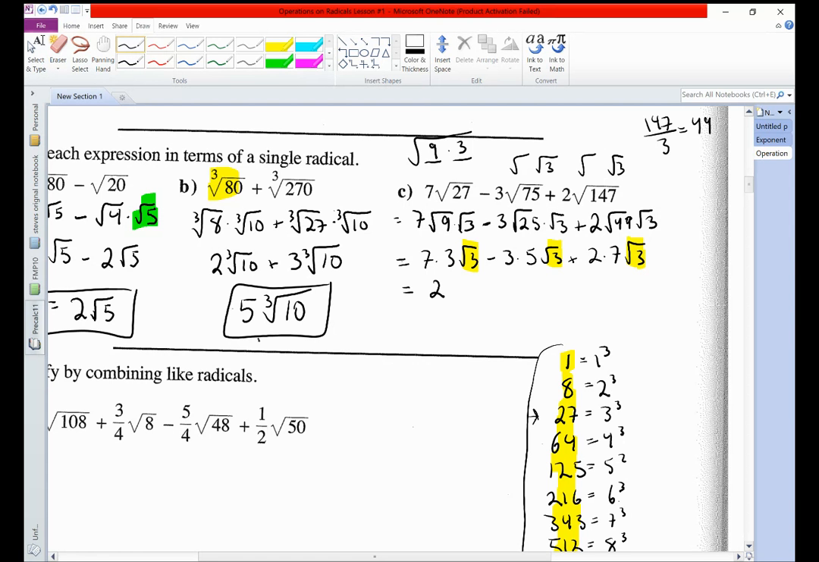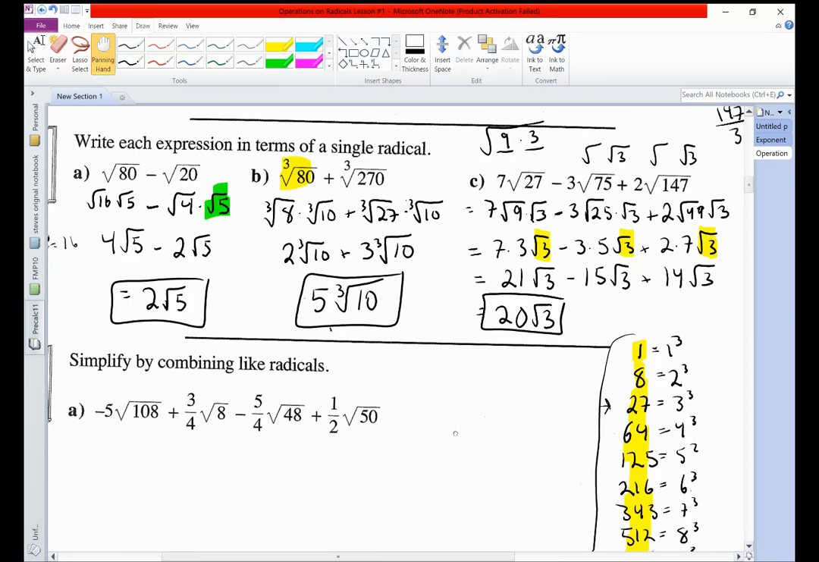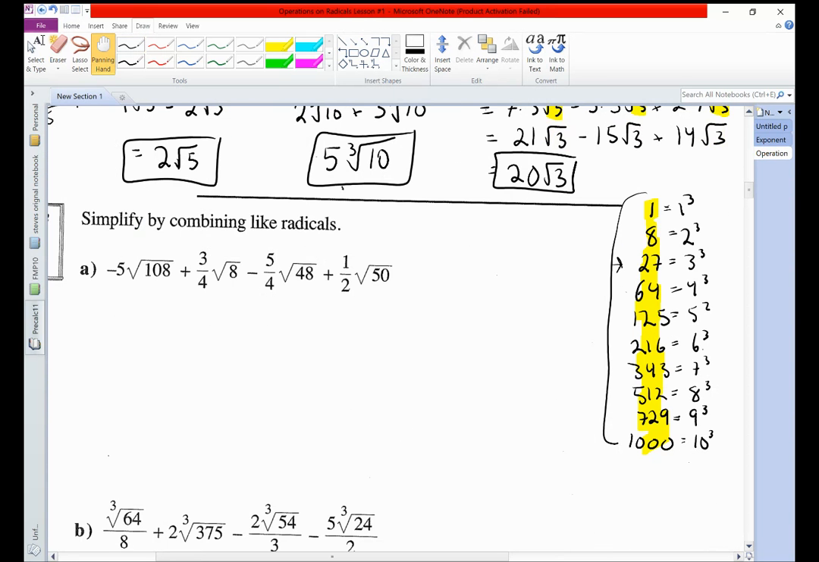7 times 3 is 21, square root 3. 3 times 5 is 15, square root 3. And 2 times 7 is 14, square root 3. So now I just have to do 21 minus 15, which is 6, plus 14, which is 20. So now I have 20 square root 3, and that's my final answer. Whew, these are long, but not too bad. The more you do, the better you're going to feel. You're going to be more confident with them.